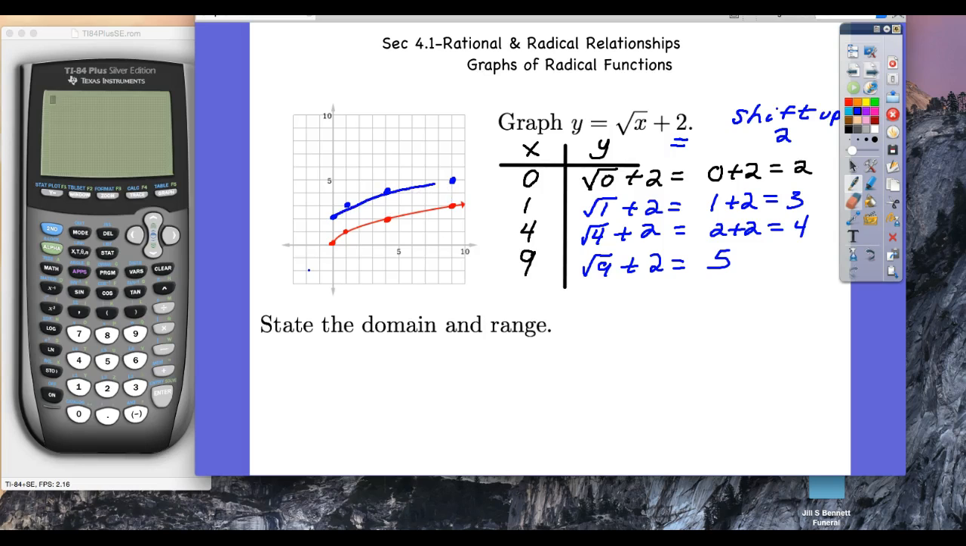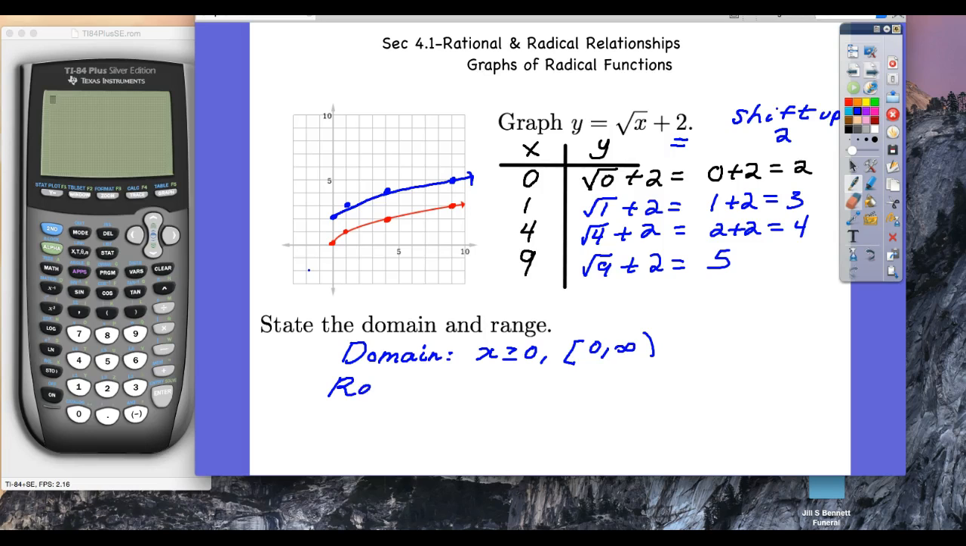And there's my graph. Now, if I wanted the domain, the x's are not going to change here. I've only shifted this graph up. So the domain is not going to change from the parent function. So the domain is x is greater than or equal to 0. You can also put that as 0 to infinity. That's interval notation, either way.